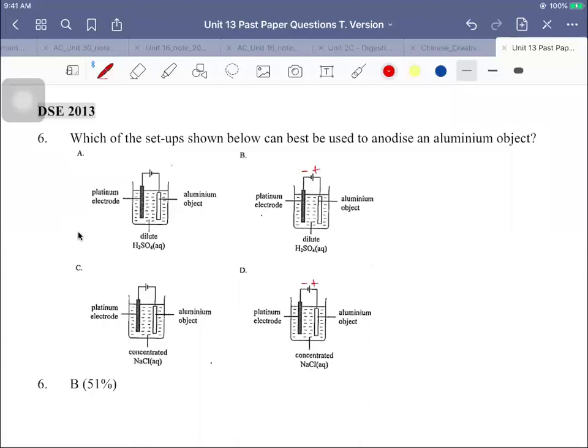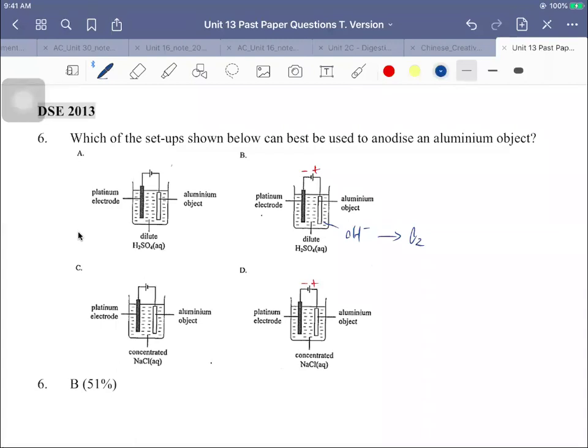Again, we're going to learn in a later unit, electrolysis. If we use concentrated sodium chloride, there will be something else produced. So for this one, when we use dilute sulfuric acid, what's going to happen is that the hydroxide in the solution will be attracted to the aluminum object and it will be turned into oxygen gas here. And that's why the aluminum would react with oxygen to form the aluminum oxide layer on the object.